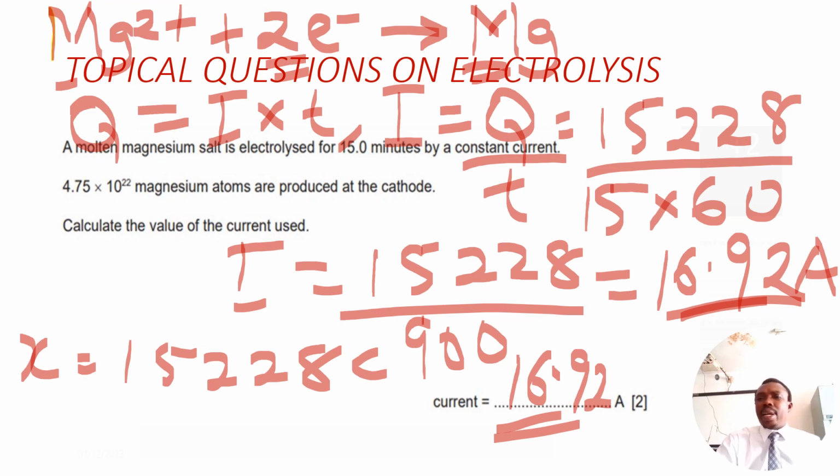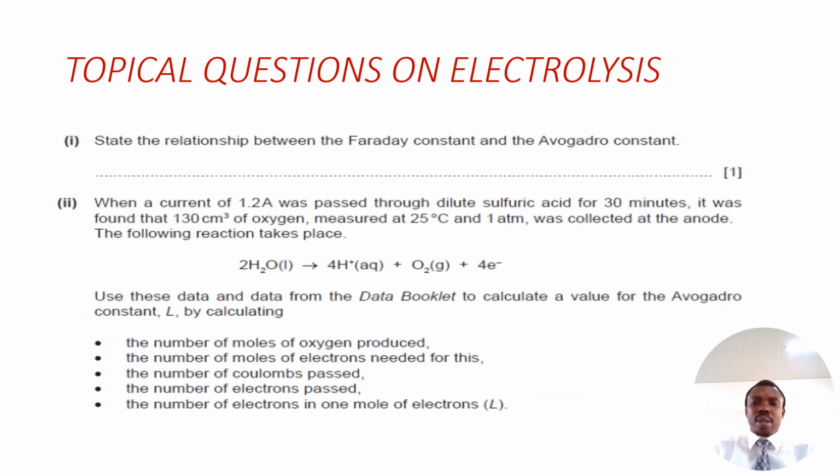So it is as simple as this: just read the equation, understand the equation, apply the formula, and also write down the correct ionic equation that takes place at the cathode or at the anode or at any of the electrodes. So that is it. Let's attempt as many questions as possible. Still on topical questions on electrolysis, this is a typical examination question before us.